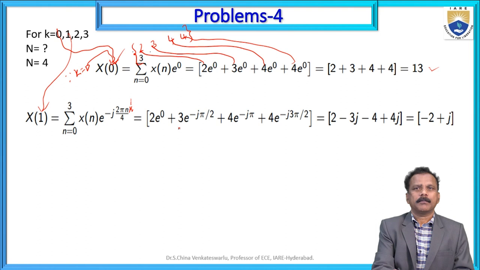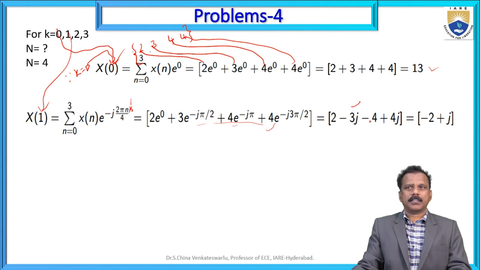plus 4 into e power minus j pi plus 4 into e power minus j 3 pi by 2. So overall, after substituting all this and simplifying, it is 2 minus 3j minus 4 plus 4j. After simplifying this, it is minus 2 plus j.